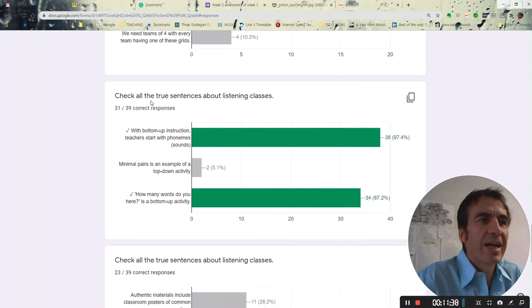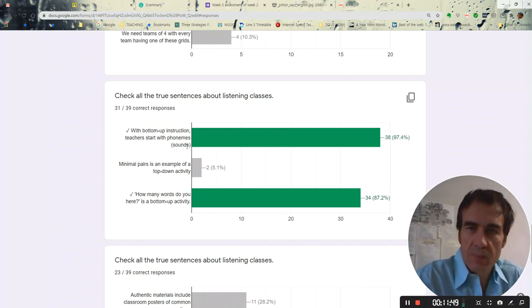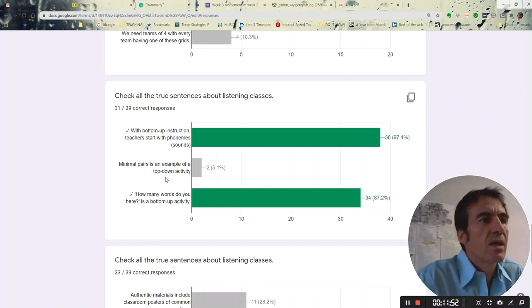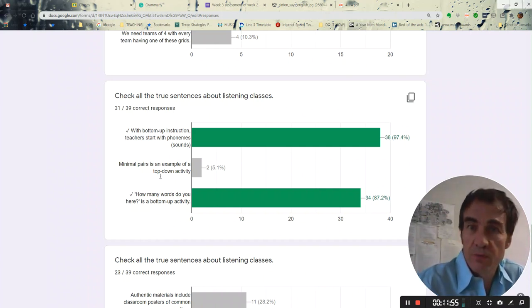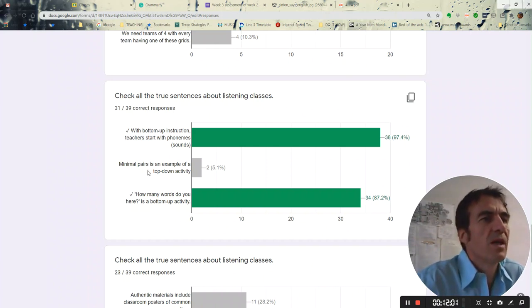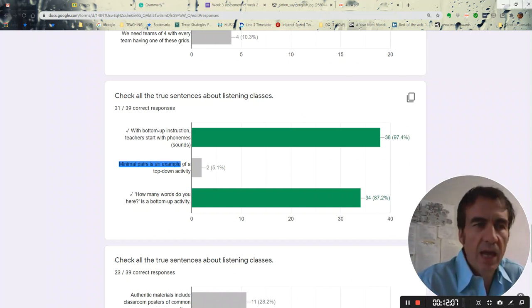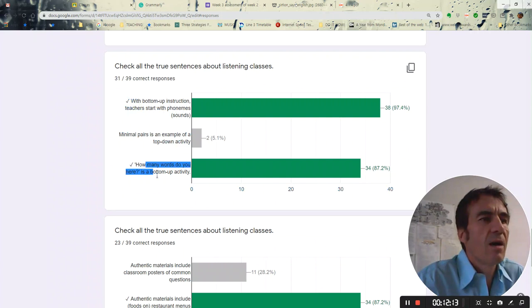Right, so that's the one we went over. Check all the true sentences, so which are true about listening classes. We talked about bottom up and top down. Bottom up, you start with sounds. Right? You build up to words and phrases. Top down, you give them the full text. So they're listening to some authentic material, for example. Minimal pairs is an example of a bottom up activity, looking at contrasting phonemes, not top down. And how many words do you have here? Right, count the number of words in a sentence is a bottom up. Most of you have got that correct.